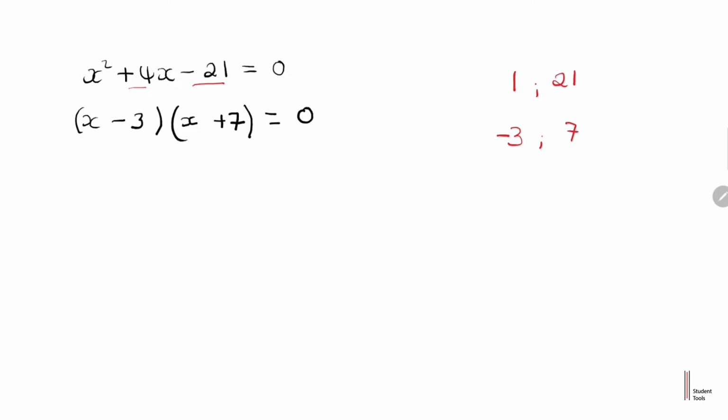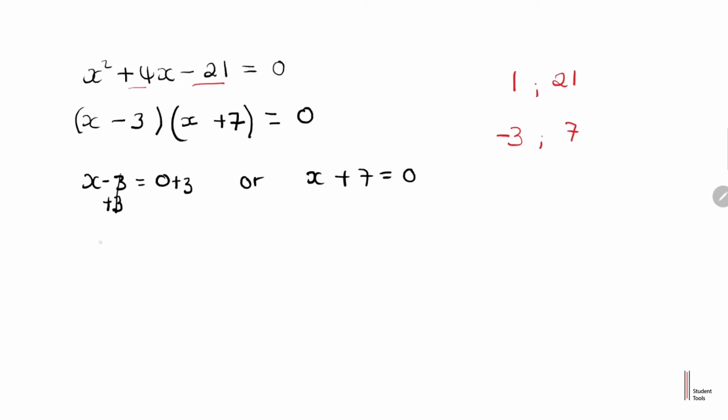So what's the next step? The next step is we have x minus 3 equal to 0, or x plus 7 equal to 0 as well, and then we make x the subject with each of these expressions. For x minus 3, we take the minus 3 from the left hand side to the right hand side by adding 3 on both sides.